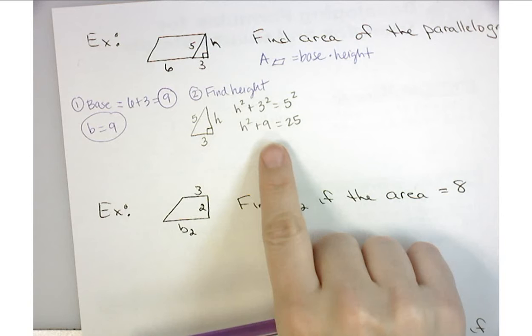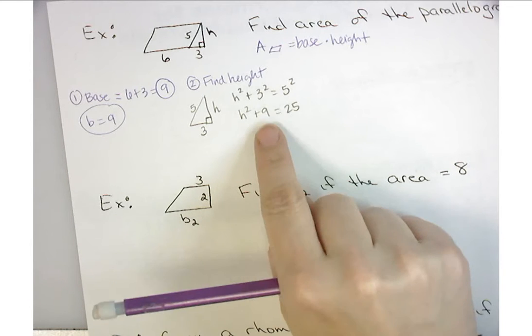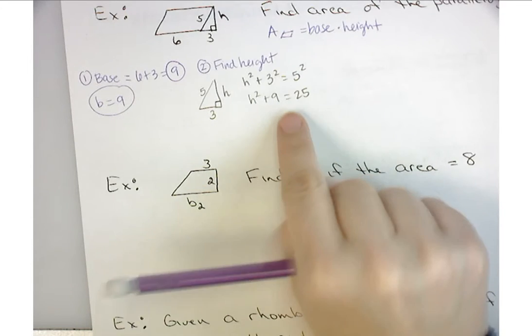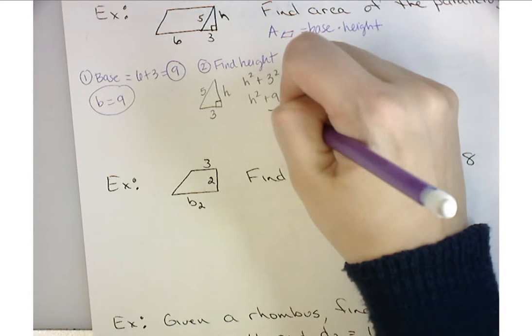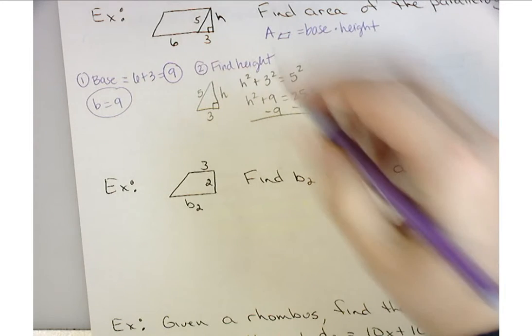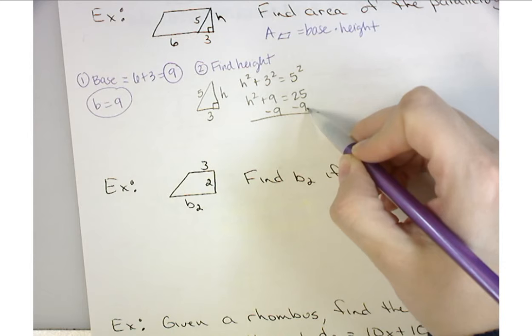Right? And we don't even need our calculator for this. 3 squared is 9, 5 squared is 25. I'm going to subtract 9 from both sides. Really, you can think of this as subtracting 10 and then adding 1, because 25 minus 10 is 15, and then if you add 1, 16.